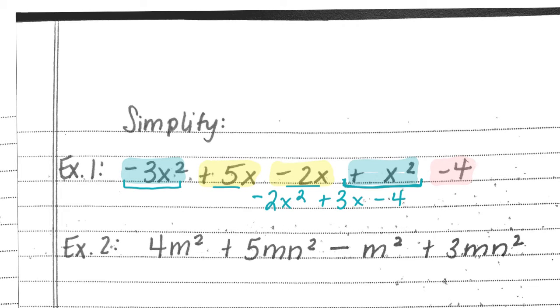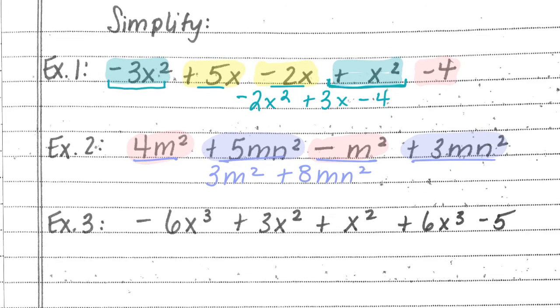Let's look at the next one. I have different things here. I have a 4m squared, and I have a negative m squared. And then I have a 5mn squared and a 3mn squared. So when I add these together, in this case I'm subtracting, I have 3m squared. And when I add these, I get 8mn squared.